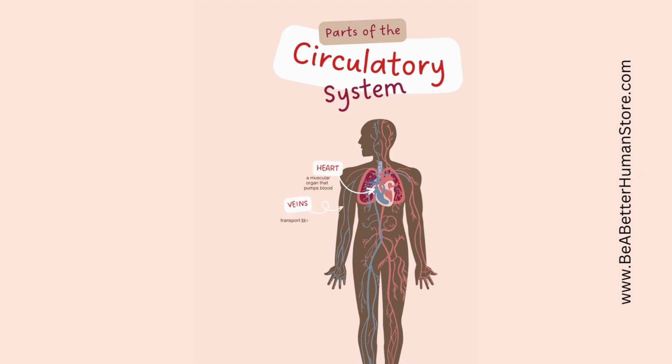Veins. Veins are blood vessels responsible for transporting deoxygenated blood back to the heart. They form a vital part of the circulatory system, working in conjunction with arteries and capillaries. By collecting deoxygenated blood from various tissues and organs, veins facilitate its return to the heart, where it will be reoxygenated and sent back on a renewed journey through the body.